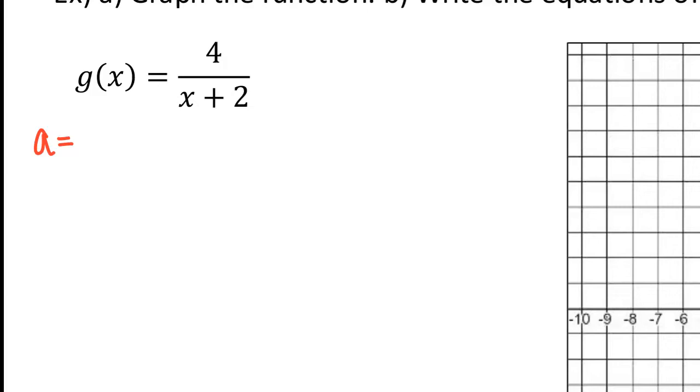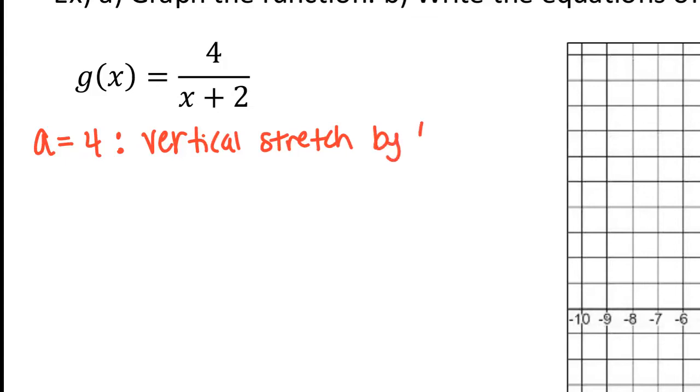All right, what's my A value? 4, which means what? Good. Well, it's positive, so we don't have a reflection. It's just a vertical stretch by 4.